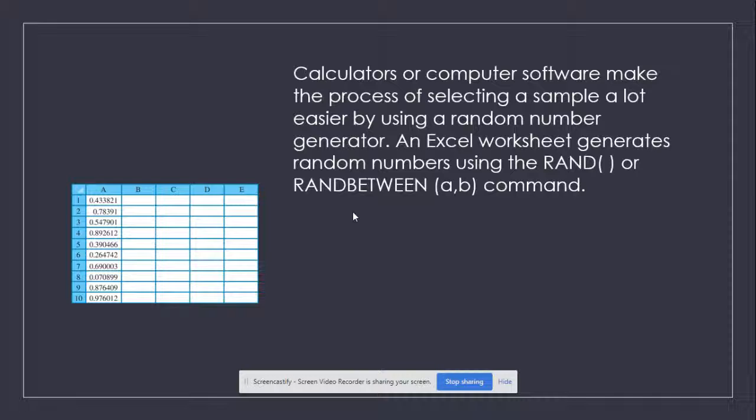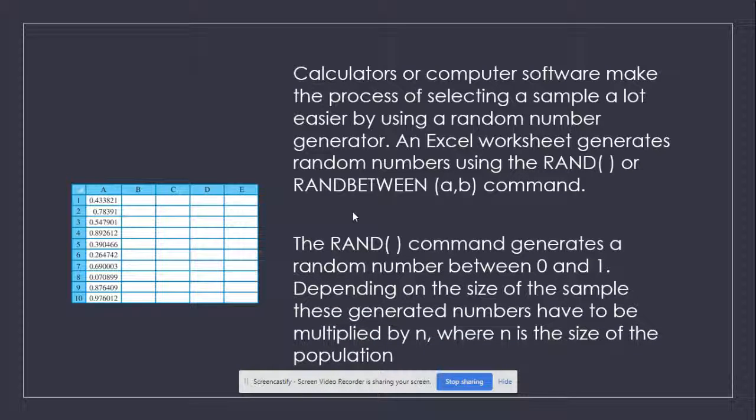Calculators or computer software make the process of selecting a sample a lot easier by using a random number generator. An Excel worksheet generates random numbers by using the command RAND(), or RANDBETWEEN(A,B). So let me show you what you've got to do. The RAND() command generates a random number between 0 and 1. Depending on the size of the sample, these generated numbers have to be multiplied by n, where n is the size of the population.